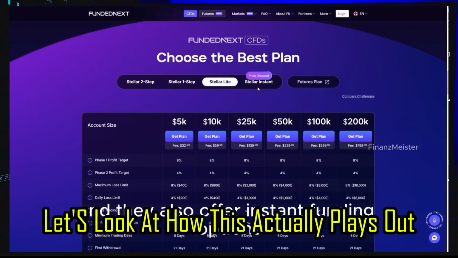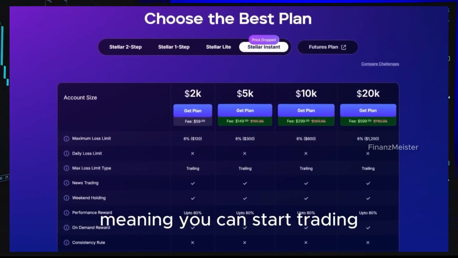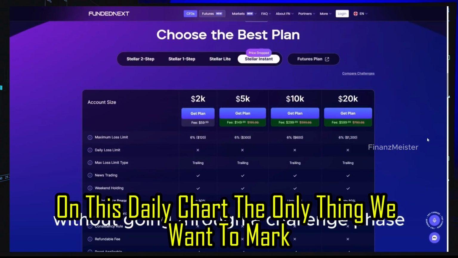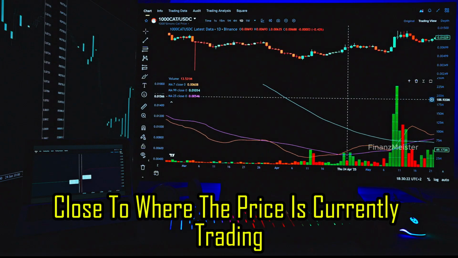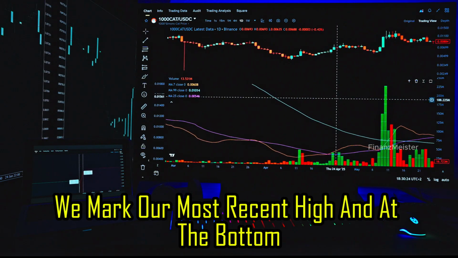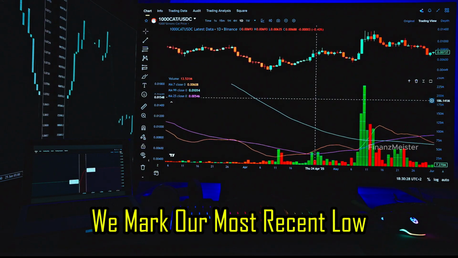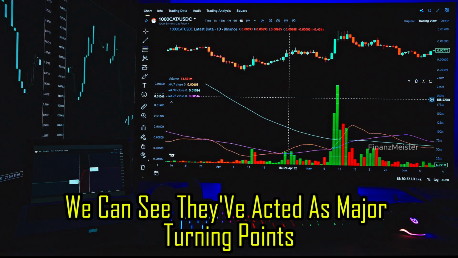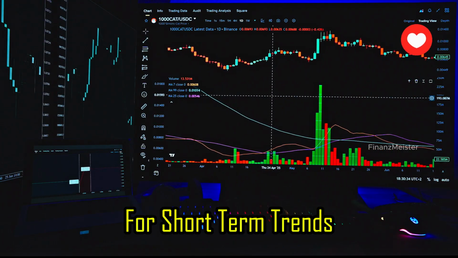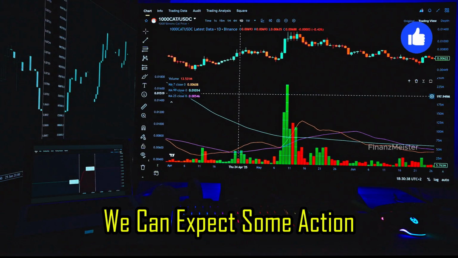Let's look at how this actually plays out on a real chart using the dollar-yen on the daily time frame. On this daily chart, the only thing we want to mark are the major supply and demand zones close to where the price is currently trading. At the very top, we mark our most recent high, and at the bottom, we mark our most recent low. These levels are key because if we zoom into the lower timeframes, we can see they've acted as major turning points for short-term trends. So when the price gets back to these areas, we can expect some action.